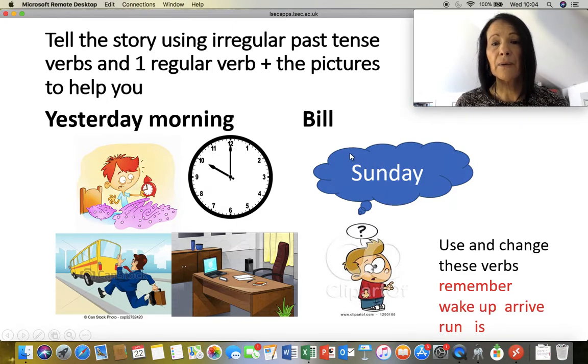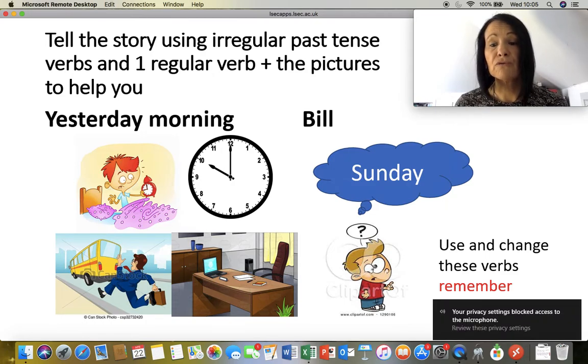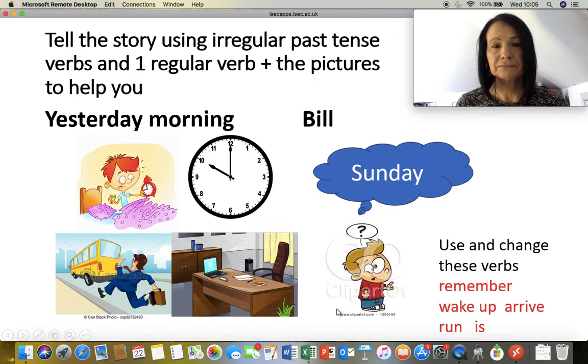So I would like you to pause the video now. You may need to pause it for a long time. Using your pen and paper, write down this story. And then play when you're ready to check.